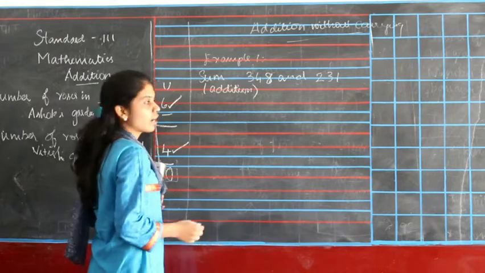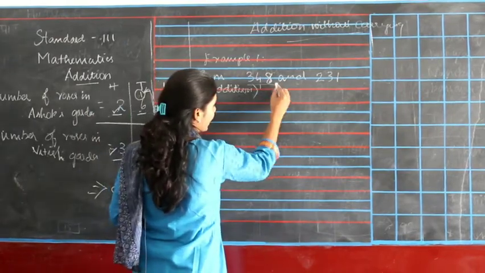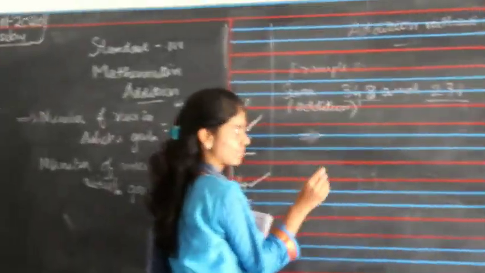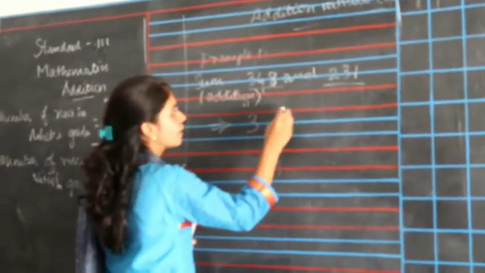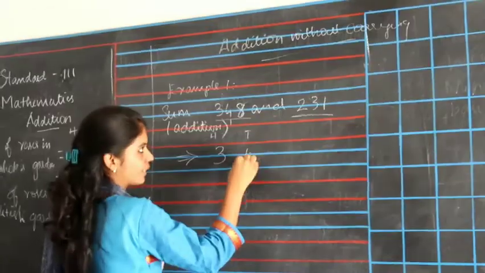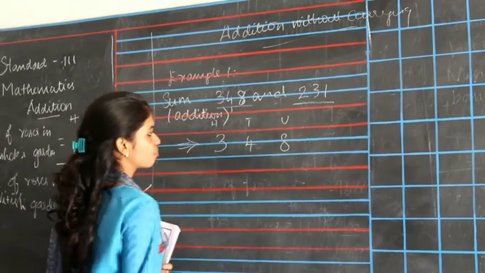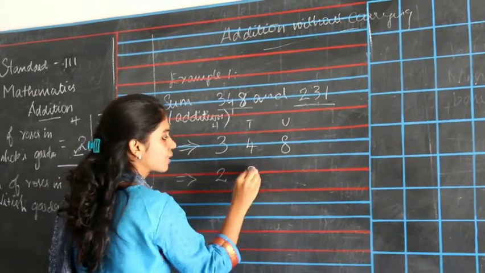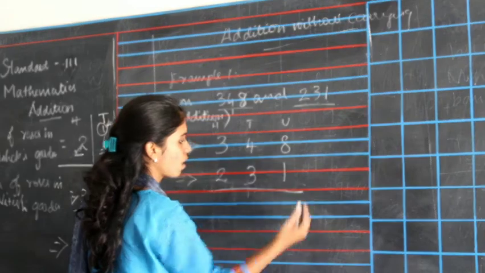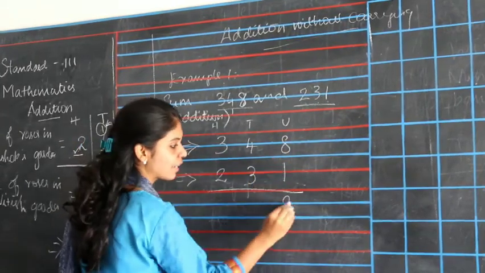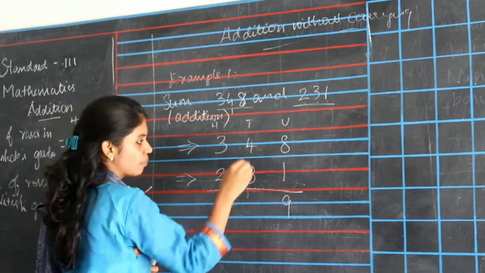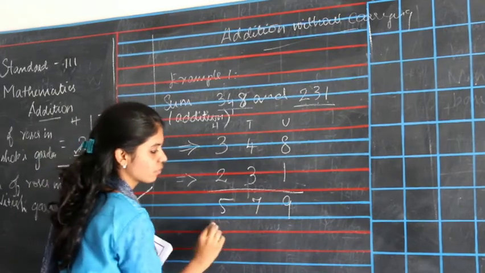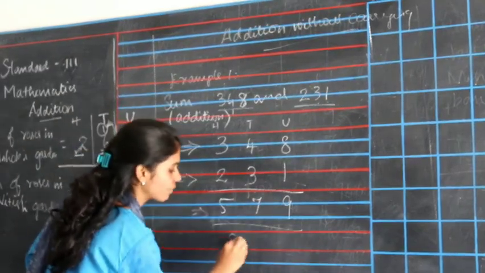So we are going to add 348 and 231. Now we will write according to the place value. 3 is 100 and then tens. 4 is 40 tens and then unit value 8. The second one. 2 is 100, 3 is tens and then 1 is unit. 8 plus 1 will be 9 and then 4 plus 3 will be 7. 2 plus 3 will be 5. So the answer is 579.